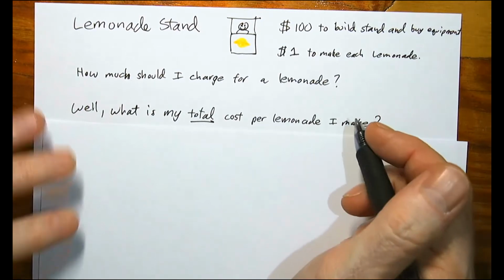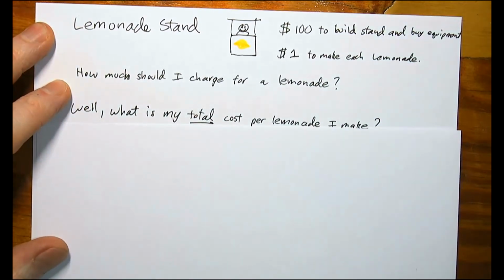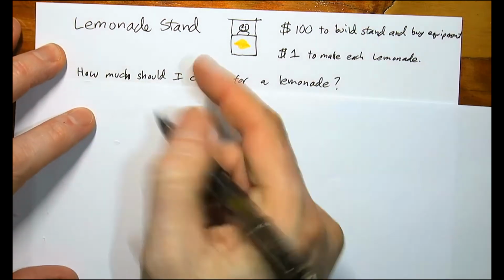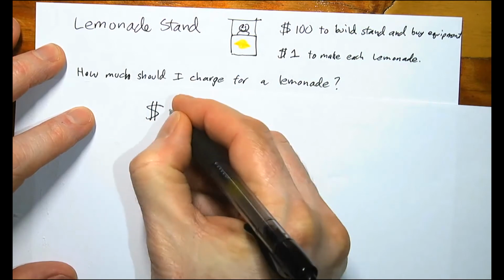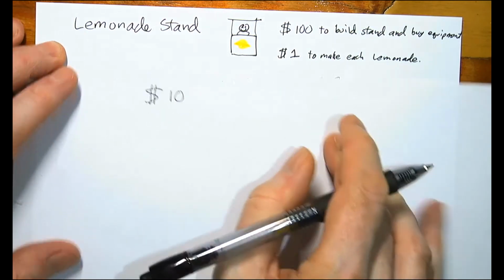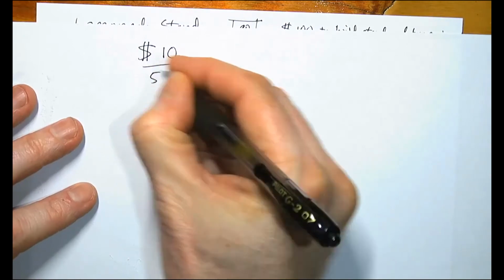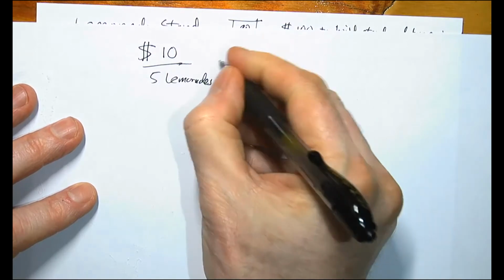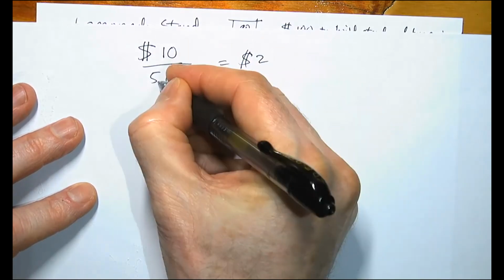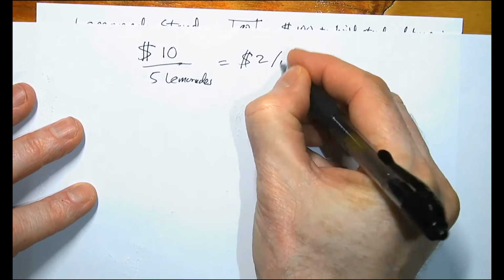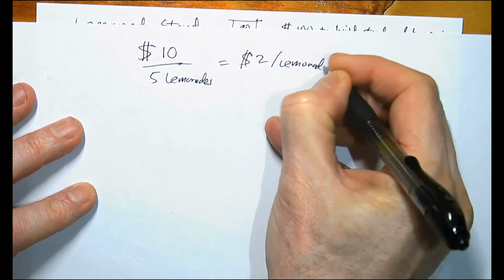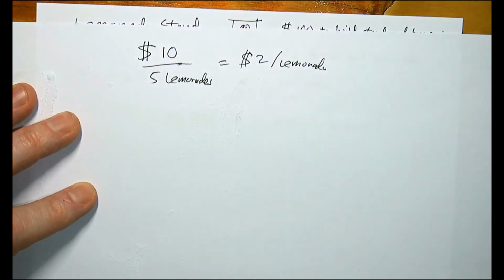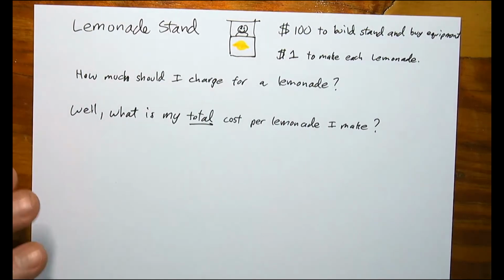Well, that is true. But let's say, oops, I need that paper. If I made, let's say just for example, I spent $10 total on something to make 5 lemonades. Then it's costing me $10 divided by 5, $2 per lemonade, just for example, right? Say I spent $10 to make 5 lemonades. That's $2 per lemonade. So I should charge more. But let's look at our question. Well, what is my total cost?